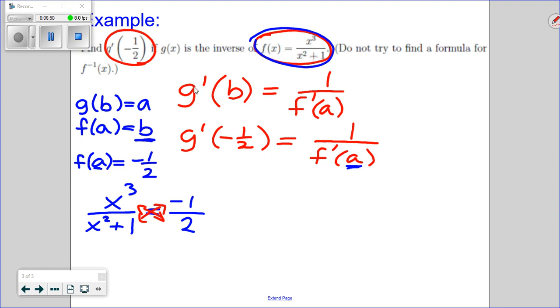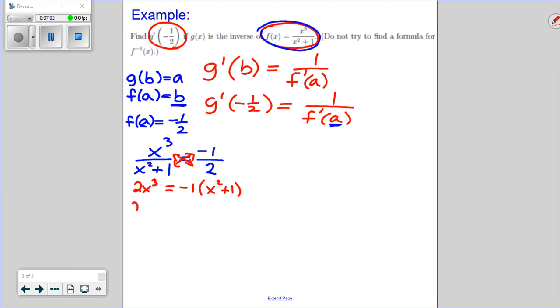So we're going to get 2 times x cubed, which is 2x cubed, equals negative 1 times x squared plus 1. All right, I'm going to distribute my negative. So I'll get negative x squared minus 1. And then I need to solve this for x.